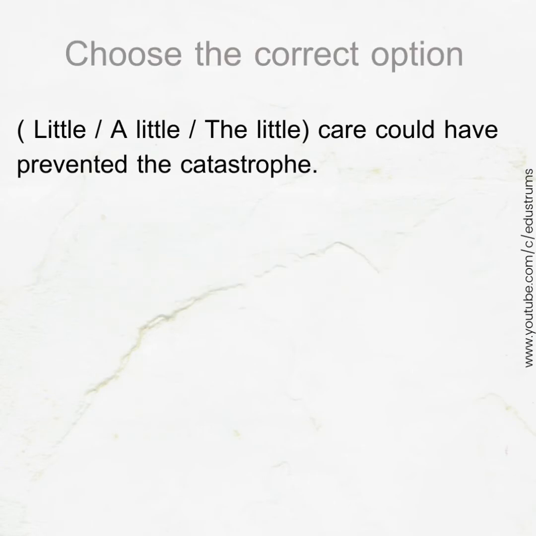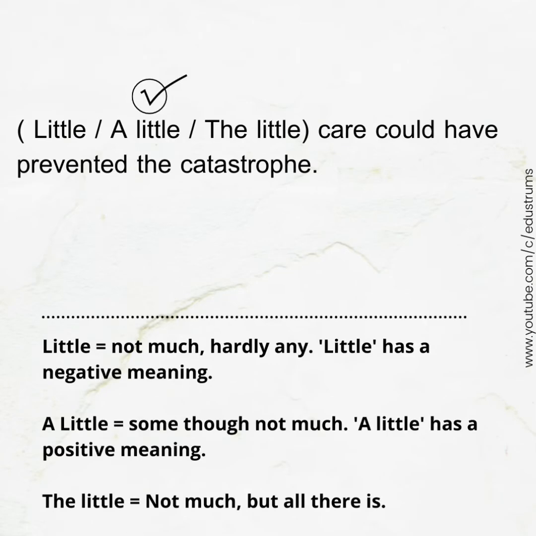Another example. Little, a little, the little. Care could have prevented the catastrophe. The answer is a little care could have prevented the catastrophe. A little means some, though not much. Even if a small amount of care was taken, the catastrophe could have been avoided. We don't use little because then it would mean hardly any care could have prevented the catastrophe. It gives a negative meaning to the entire sentence when we are talking about preventing the catastrophe.